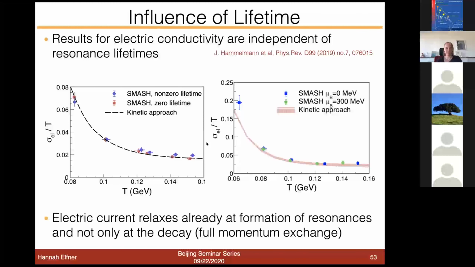And our suspicion or our explanation again is that the electric current already relaxes at the point where you form the resonance, because already there the charge content of your system changes. Or not the content changes, but it's not carried anymore. If you have a pi plus and a pi minus, for example, going to a rho zero, then you have immediately the rho zero at that stage, and it doesn't matter if it lives for a while or not. That's at least the idea we had here, that for the conductivity, the lifetimes are not the major part.